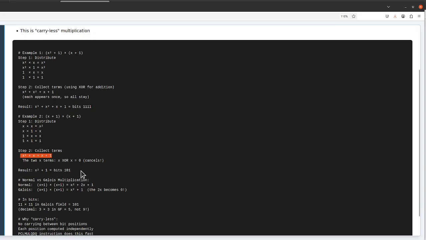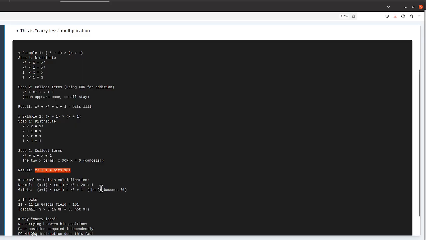But in Galois field arithmetic, the two x terms XOR together. x XOR x equals 0. Same thing XORs to 0. So we get x squared plus 1. The x term disappeared. Let me show you with actual bit patterns.